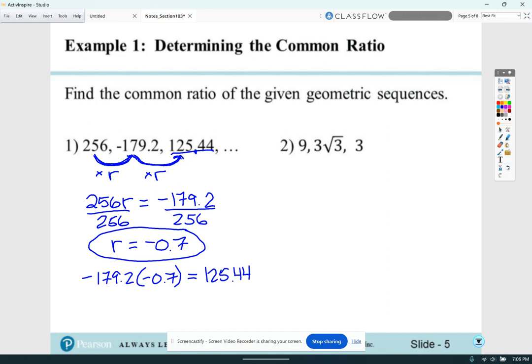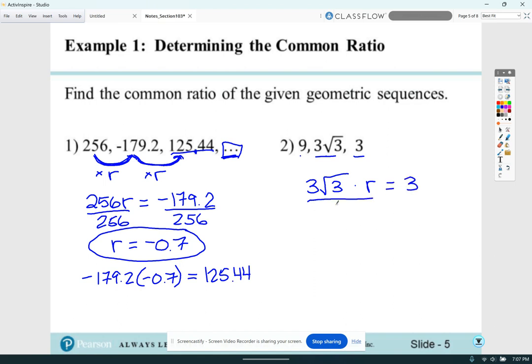For the next one, that's an infinite geometric series because of the ellipsis there at the end. For the next one, this is a finite geometric series, and I can go through that same process. I use the first and the second term on this one, but you don't have to. You can go from the second term to the third term. So I could do something like this, 3 root 3 times r has to equal 3.